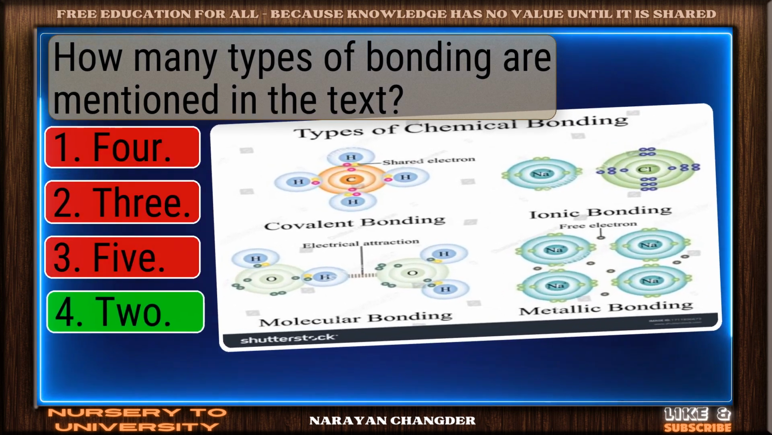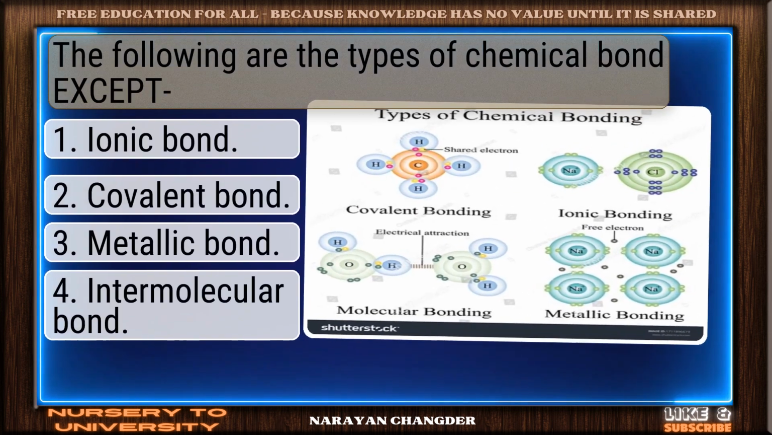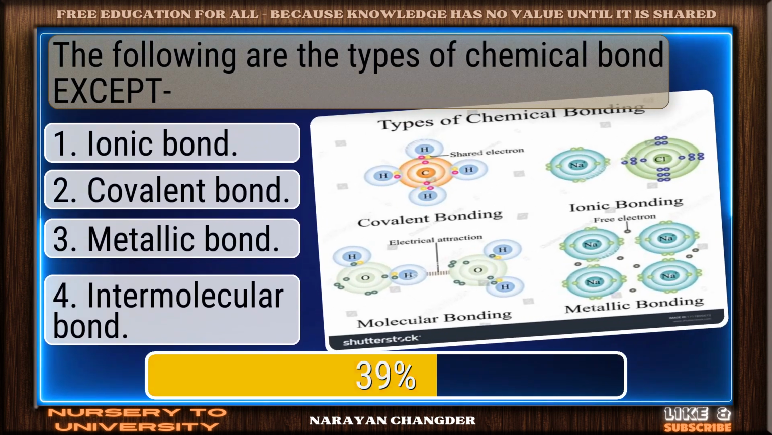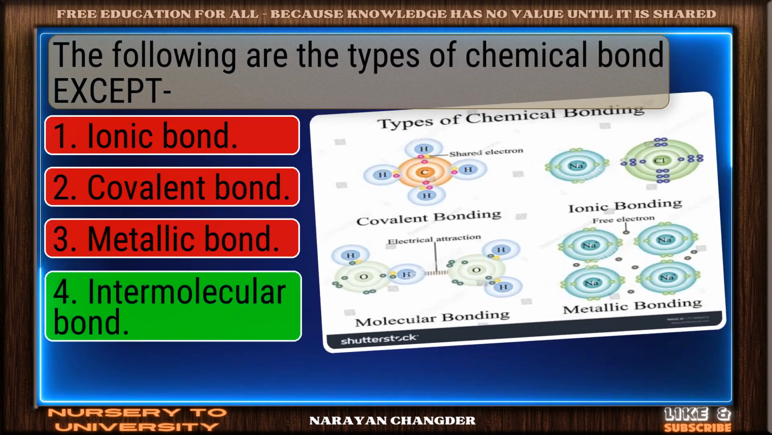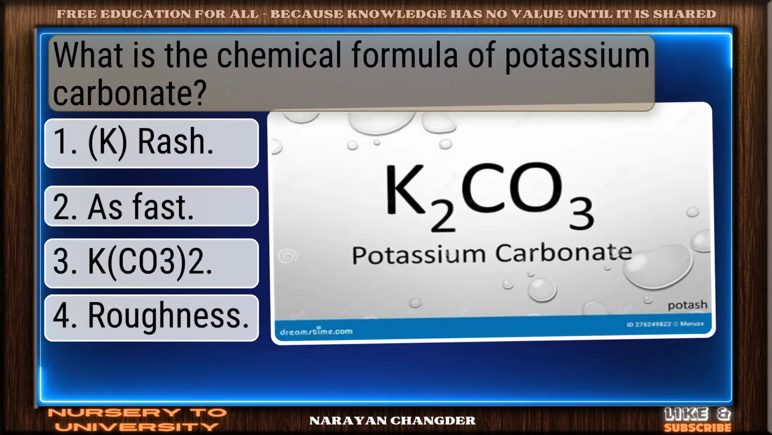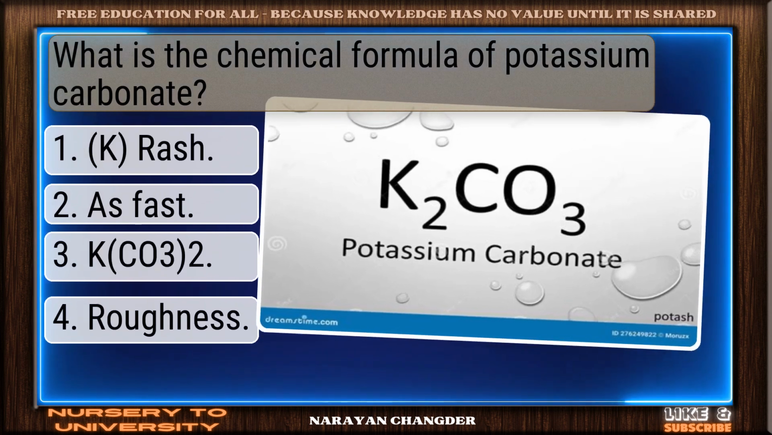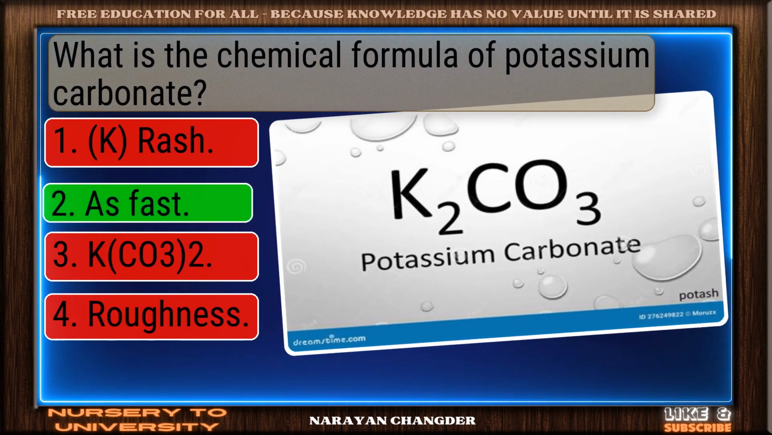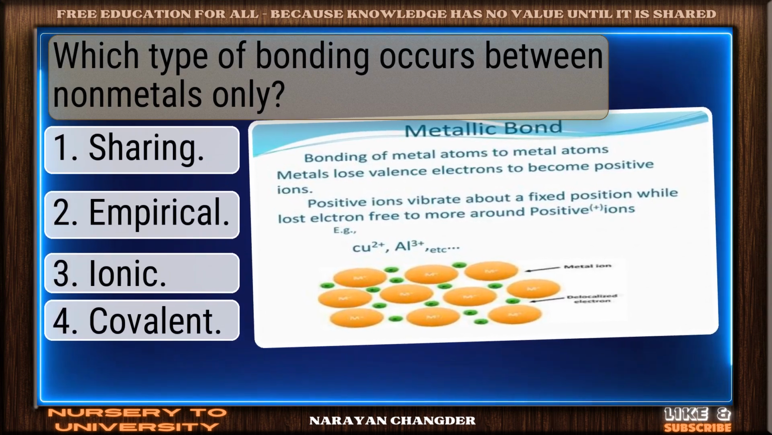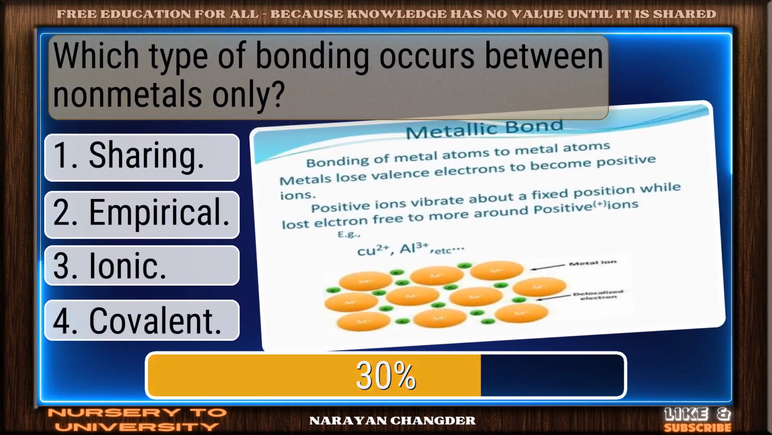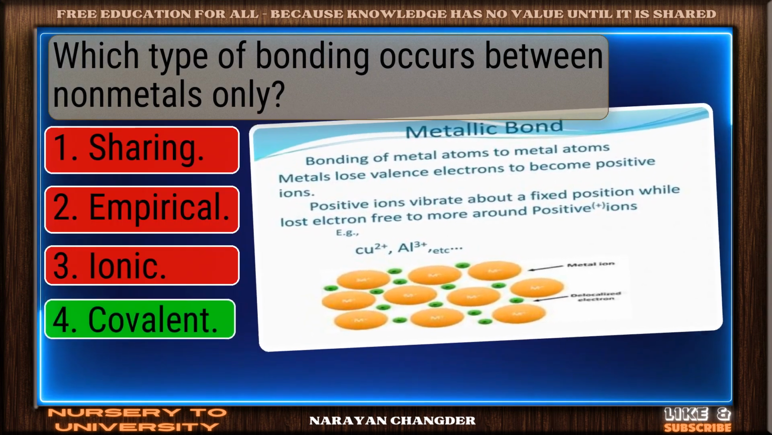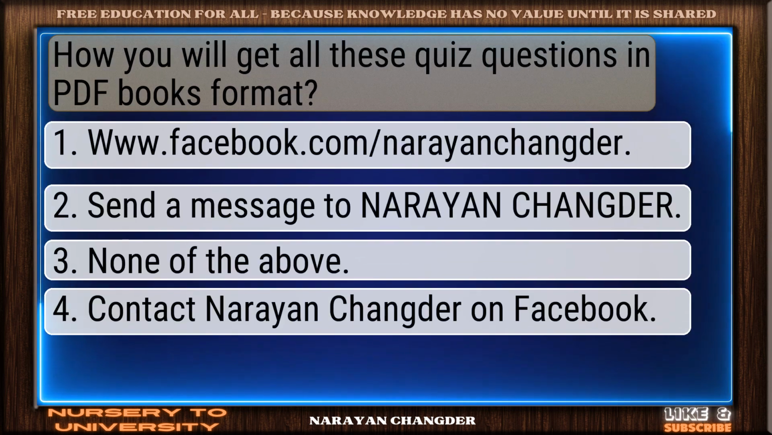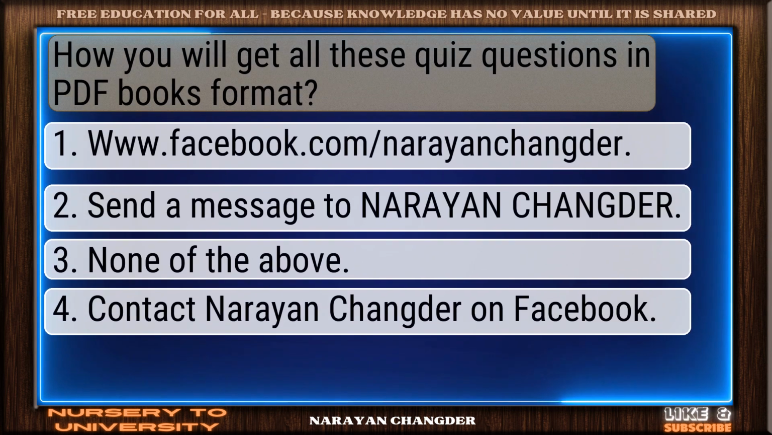Good job, 2. The following are the types of chemical bond except... Yes, intermolecular bond is right. What is the chemical formula of potassium carbonate? Well done, K2CO3. Which type of bonding occurs between nonmetals only? Smart thinking, covalent.